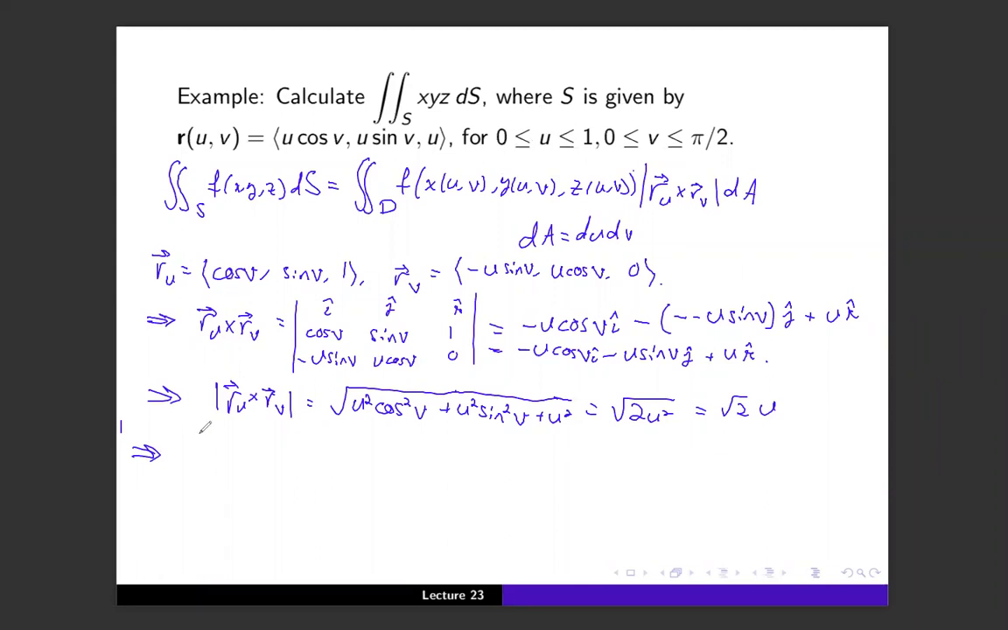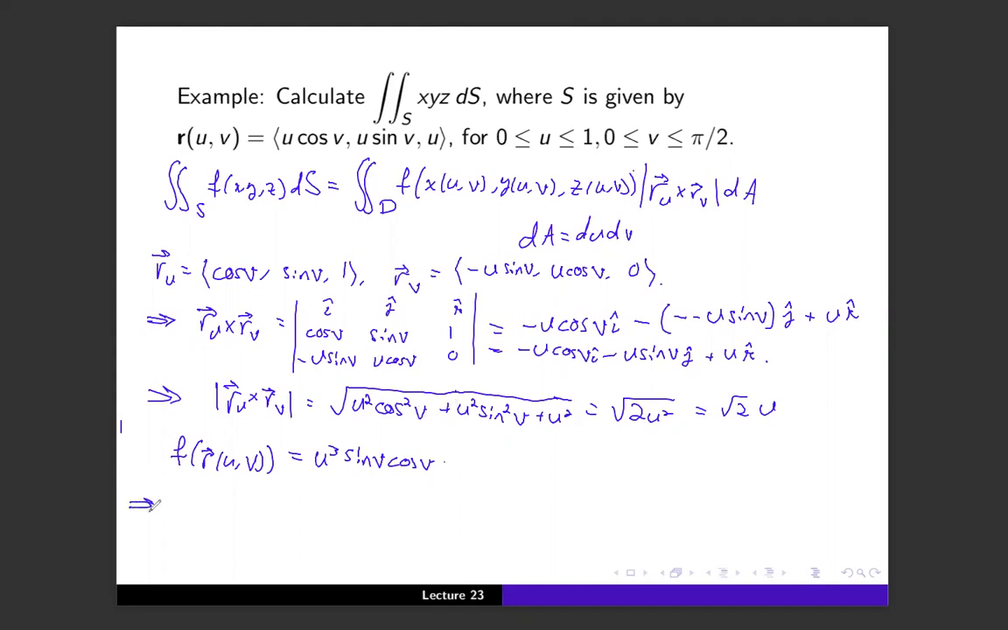Now, meanwhile, we're also going to need to know what f of r of u, v is. Strictly speaking, it's not really proper of me to include this arrow there because this doesn't follow from this, but it's an important ingredient which we're also going to need. f of r of u, v is going to be, in this case, u cubed sine v cosine v, right? u cosine v times u sine v times u, x times y times z.